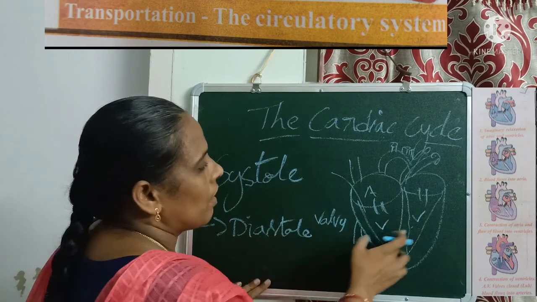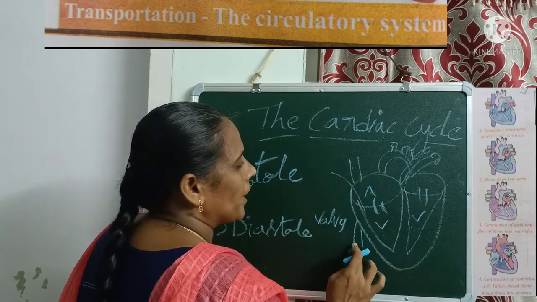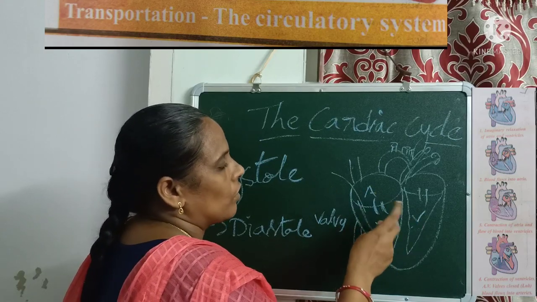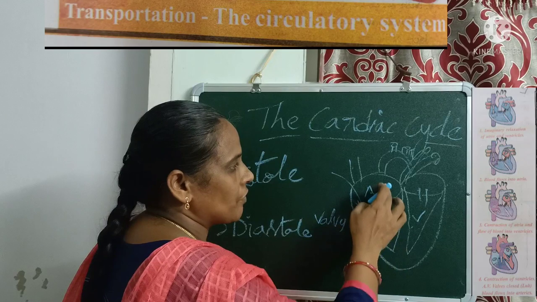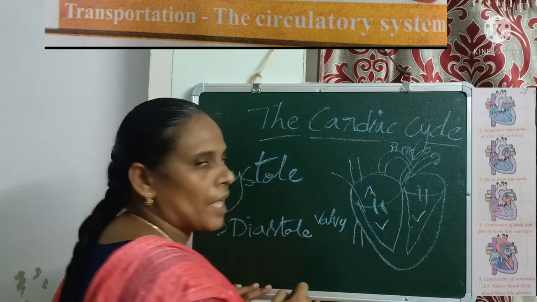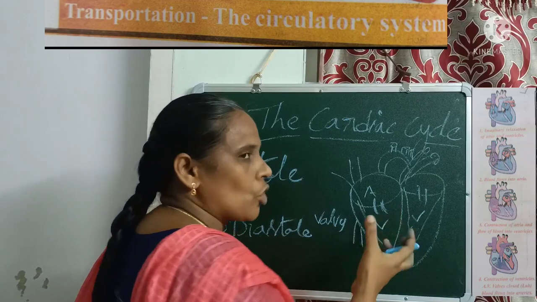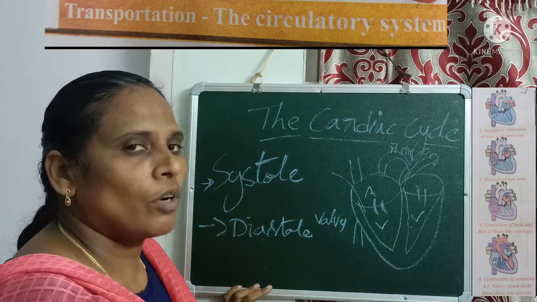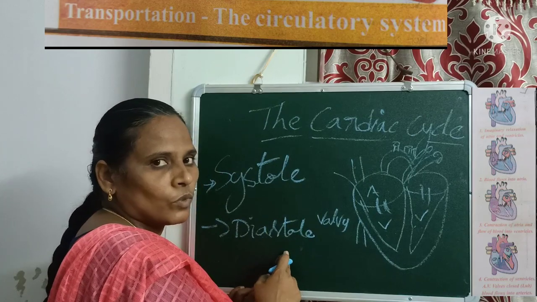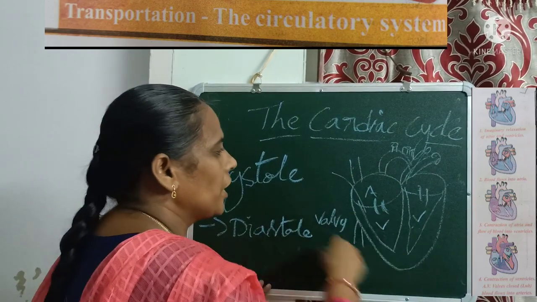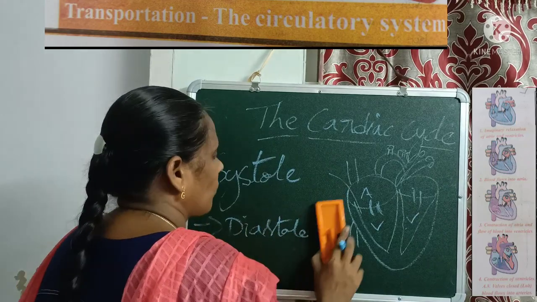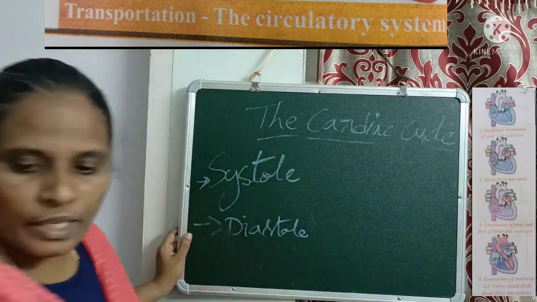And the second one is, after pumping the blood to the vena cava and aorta, the ventricles are relaxing. In this relaxed state, the blood tries to flow back to the ventricles from the auricles, but the walls present between the auricles and the ventricles stop it. Then we heard a small sound called dub. This is diastole. With this, the cardiac cycle is complete. It rotates, it processes in a cyclic way. That's why it is called a cardiac cycle.